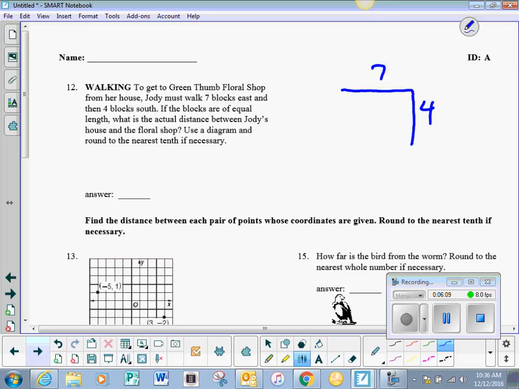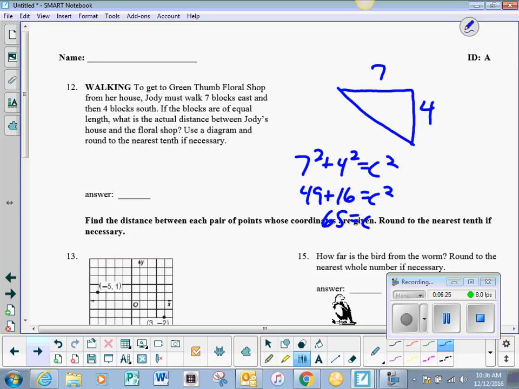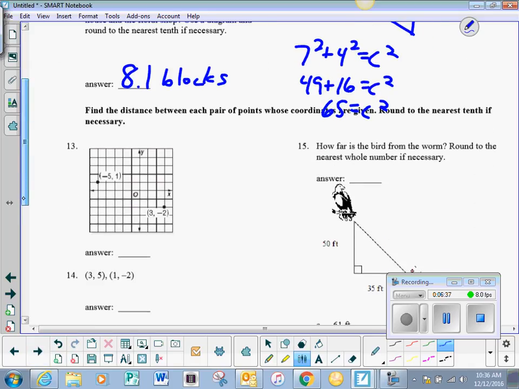If the blocks are of equal length, what is the actual distance between our house and the floral shop? Meaning, if you were to walk straight there. Okay, so you have 7 squared plus 4 squared equals c squared. So 49 plus 16, which is 65. So that would be the square root of 65. It's going to be 8.1, I believe. Yes, 8.1 blocks. So if you could walk straight there without going along the blocks, it would be 8.1 blocks.